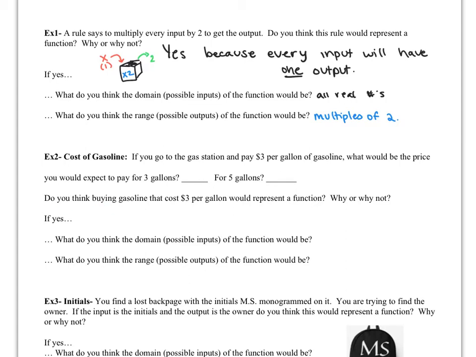And do you think that buying gasoline that costs $3 per gallon would represent a function? Why or why not? If yes, we'll then talk about the domain and range. Pause the video to answer this part of the question. Press play when you're ready to check your answers.